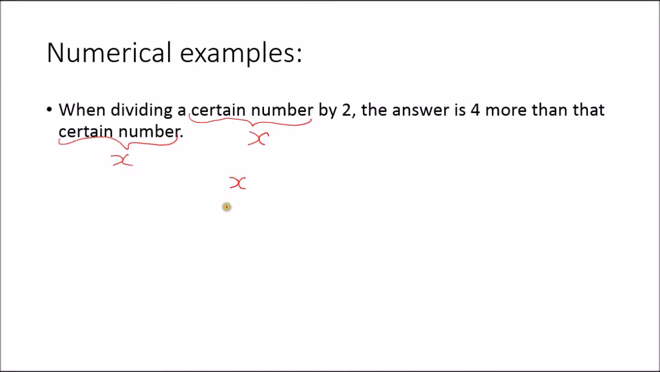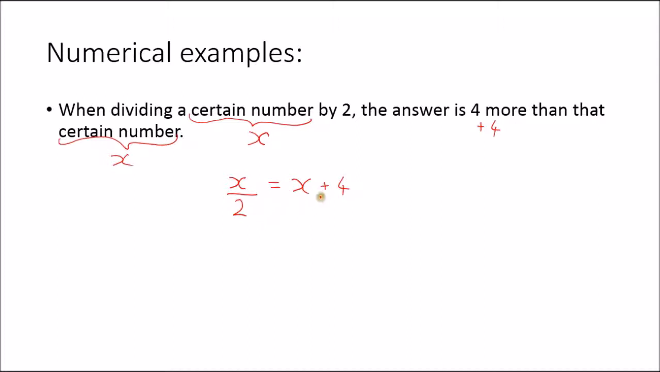So when dividing a certain number by 2, so x over 2, the answer, so equals, is 4 more, now that would be plus 4, than that certain number. So x over 2 must therefore be equal to x plus 4. Now this one we need to solve just following the steps that we've looked at previously.